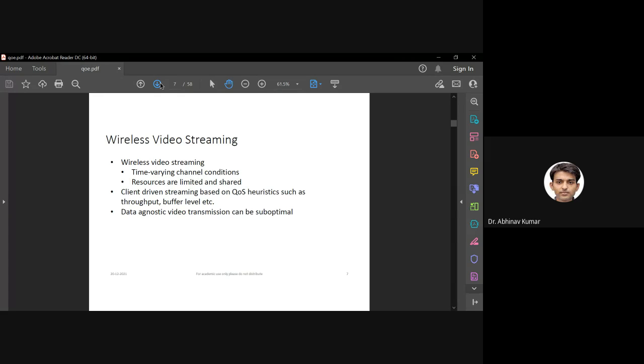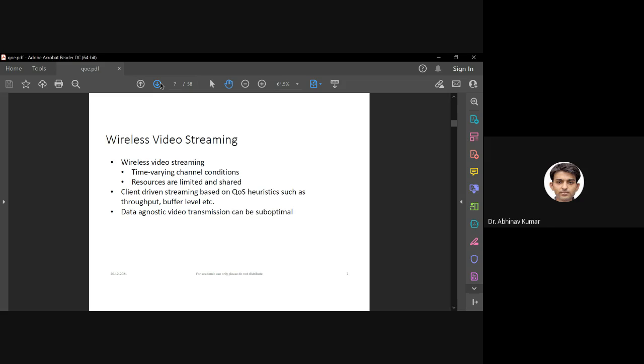So there is a movement of the receiver in this case, and the moment the receiver moves, it affects the channel conditions based on path loss, based on fading, based on all the typical culprits. In the wireless scenario, the channel condition can change. So the channel is time varying.